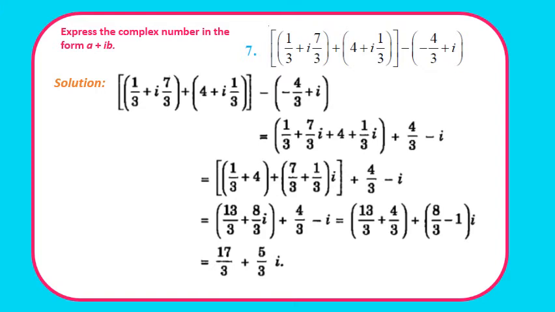So we get 1 upon 3 plus 4 plus 7 upon 3 plus 1 upon 3 multiplied by i plus 4 upon 3 minus i, which is equal to 13 upon 3 plus 8 upon 3i plus 4 upon 3 minus i. So taking the real and imaginary parts, we get 13 upon 3 plus 4 upon 3 plus 8 upon 3 minus 1 into i, which is equal to 17 upon 3 plus 5 upon 3 into i, which is the required form of a plus ib, where a is equal to 17 upon 3 and b is equal to 5 by 3. Clear? So pause and note down the solution.